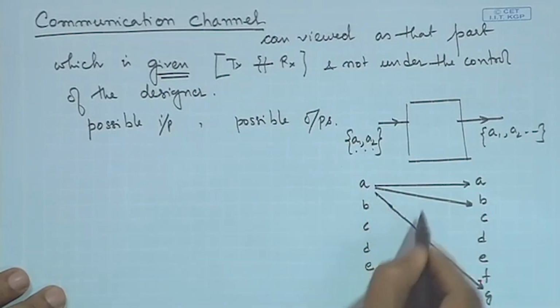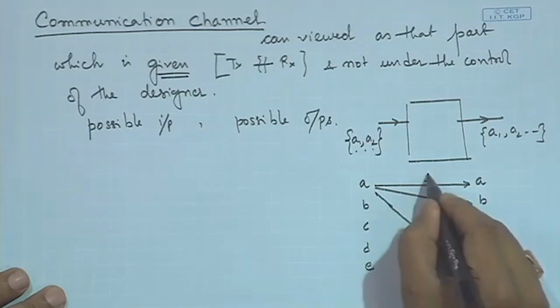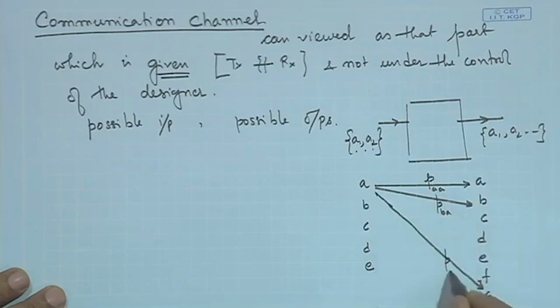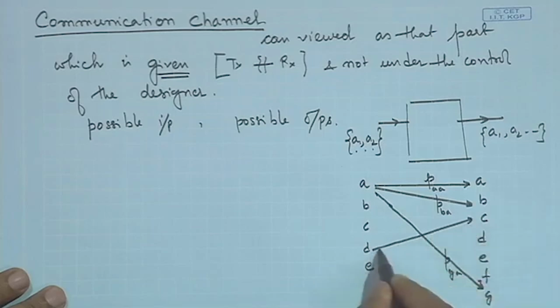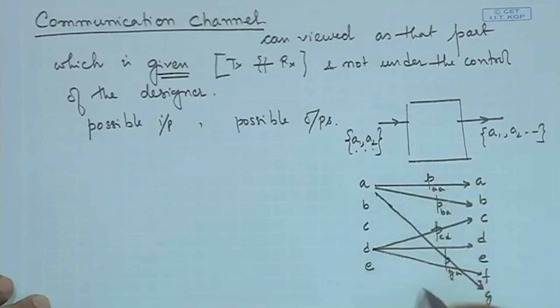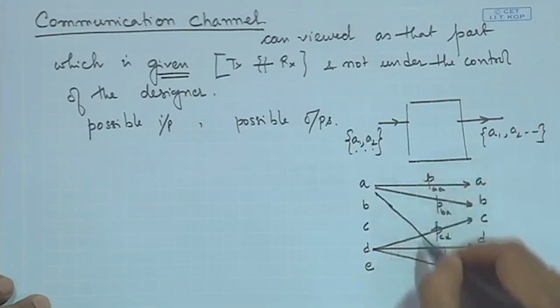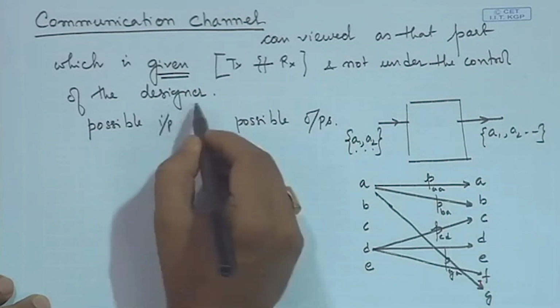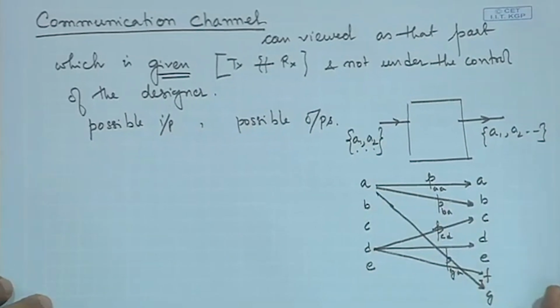Now, this changeover could be assigned certain probabilities P_AA, P_BA, P_GA. Similarly, when a D comes in, D could become a C, it could become a D, it could become an F with certain probabilities P_CD, and so on. These probabilities are basically characteristics of this channel. So, it has a set of inputs, it has a set of outputs, and the way this changeover happens is a property not under the control of the designer. This is what is meant by this particular statement.